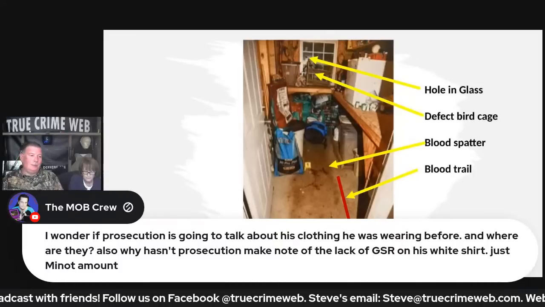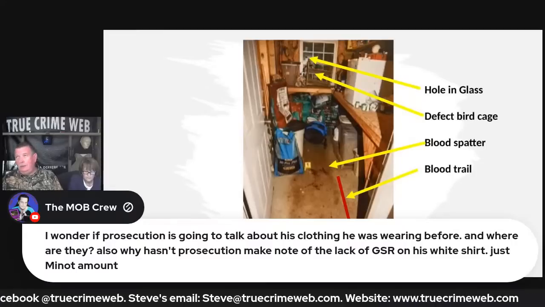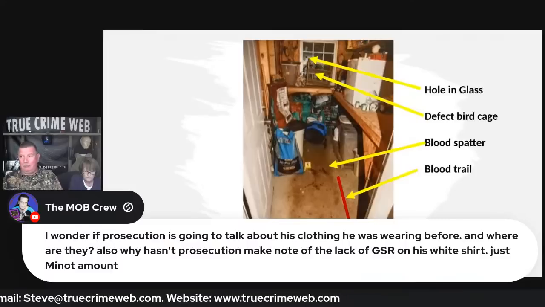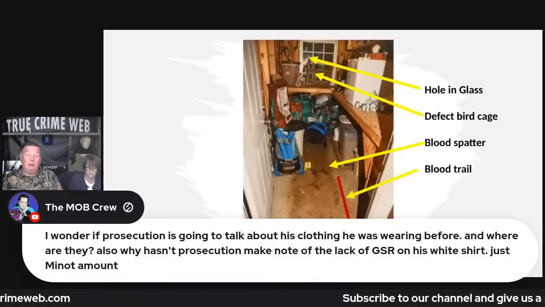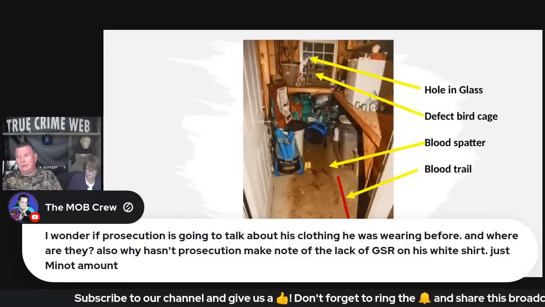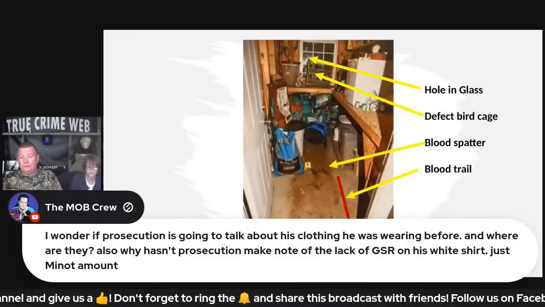in my opinion, even if he had a substantial amount of GSR, he's at a hunting camp in a vehicle he used for hunting, handled a shotgun that has probably been fired forever, however long he's owned it. And so the GSR, like I said, to me, would not convince me one way or the other.